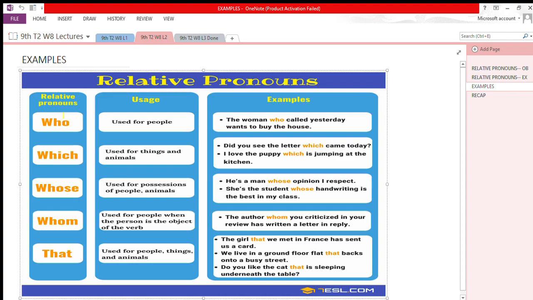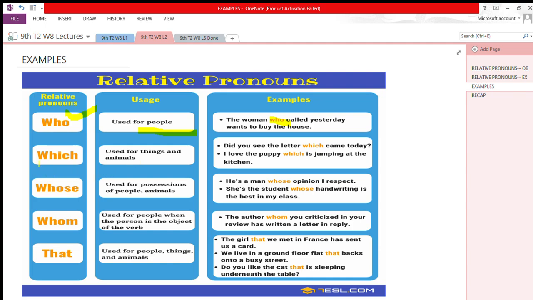Okay. Now the relative pronoun who is used for people. The woman who called yesterday wants to buy the house. If you look at this sentence separately: the woman called yesterday, she wants to buy the house. Now these are two separate sentences. When you join them, they can be joined with this relative pronoun who. The woman who called yesterday wants to buy the house. So who refers to people.